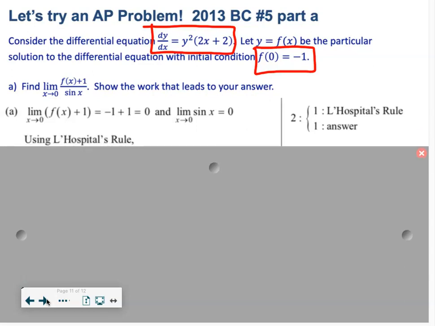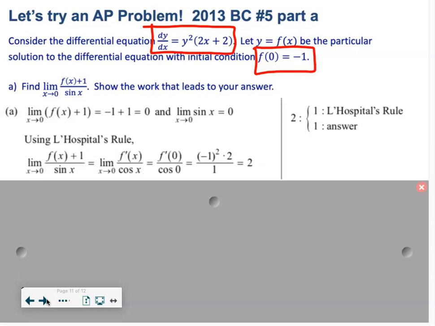Okay, and then they say using L'Hopital. So I always just write L'Hopital plus. Somewhere you've got to say L'Hopital, you've got to name it, all right? So somewhere we name L'Hopital. All right, so then we've got to do the derivative. So the derivative of the top, well, that's f prime. The derivative of the bottom is cosine. Do we have an f prime? Yes, we do. What is it? It's dy/dx. It's just called dy/dx, right? So what you end up with is f prime over cosine.